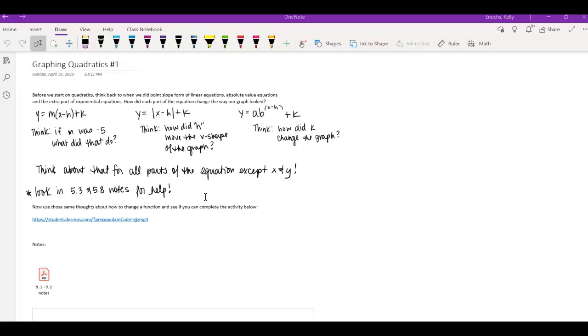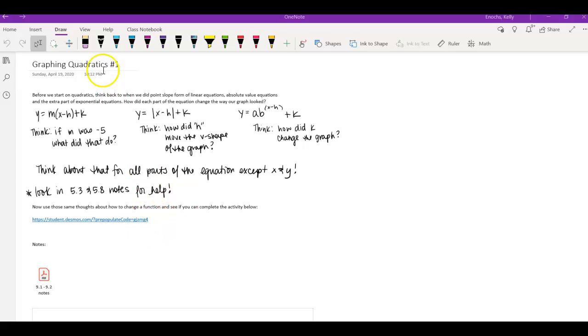much all year long. We started in chapter 5 and talked about graphing lines. Then we did absolute values at the end of that chapter. And then most recently we did exponentials when we graphed exponential functions. And in all of those functions, we talked about how different parts of the equation change the graph.